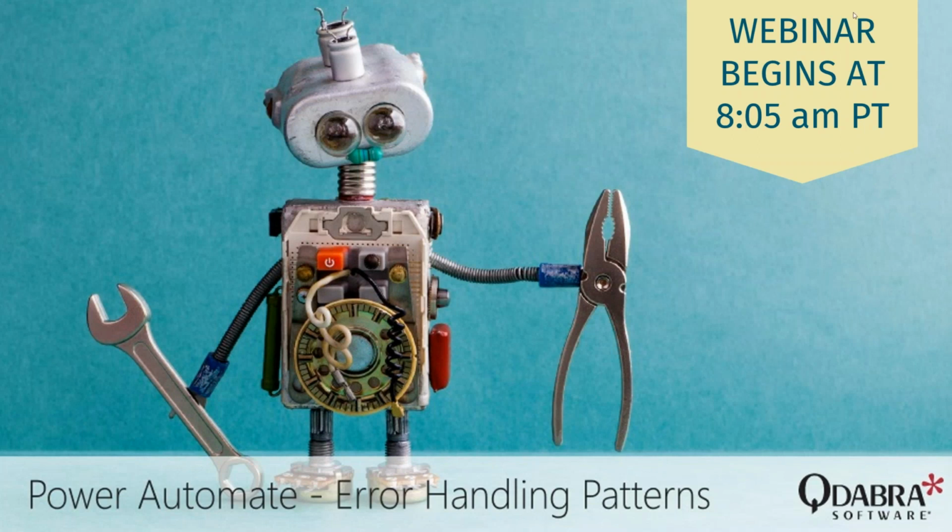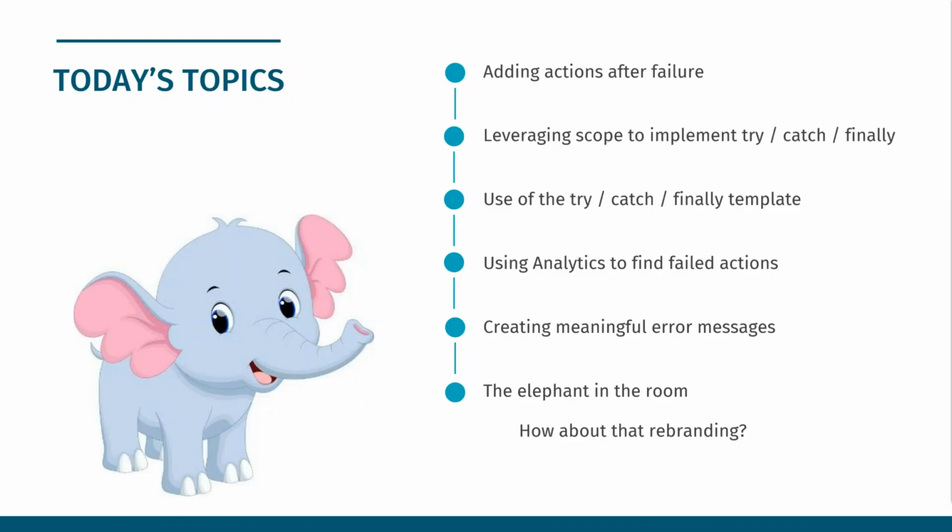I'm a developer here at Qdabra Software, and today we're going to talk about error handling patterns in our Microsoft flows, which are now called, well, I guess they're still called flows, but Microsoft Flow is now called Power Automate. So what we're going to talk about today is how to add actions after a failure. We're going to leverage scope to implement Try, Catch, and Finally.